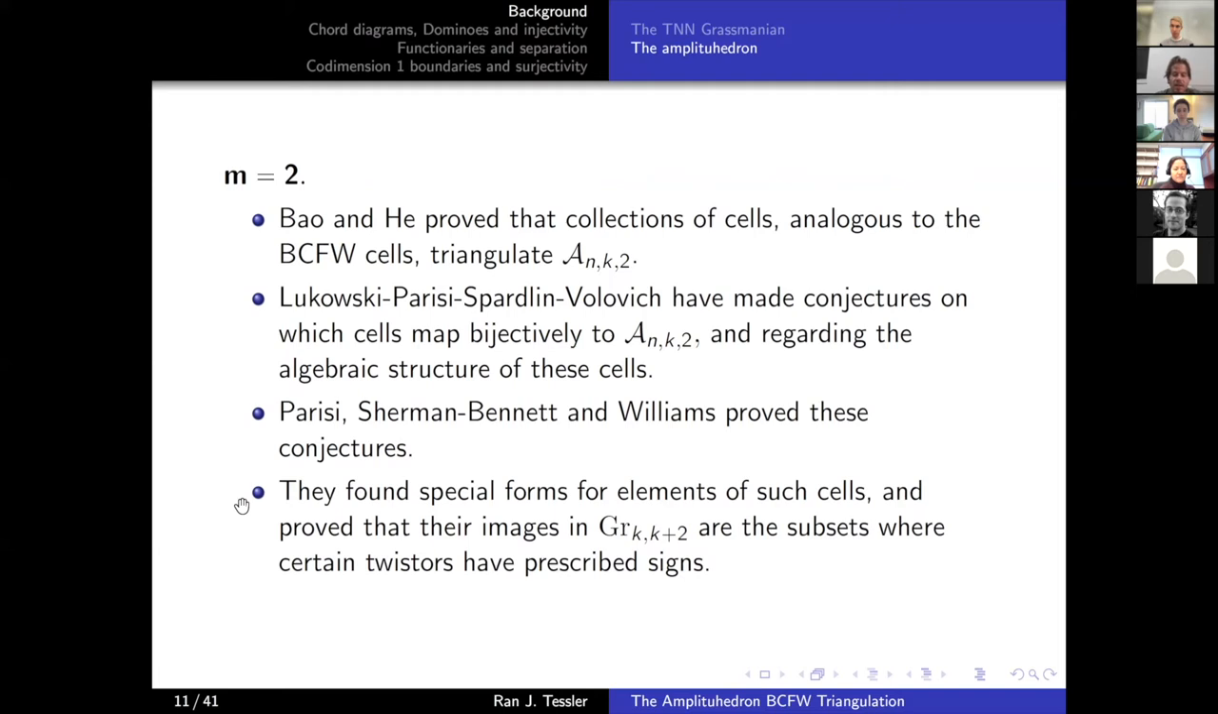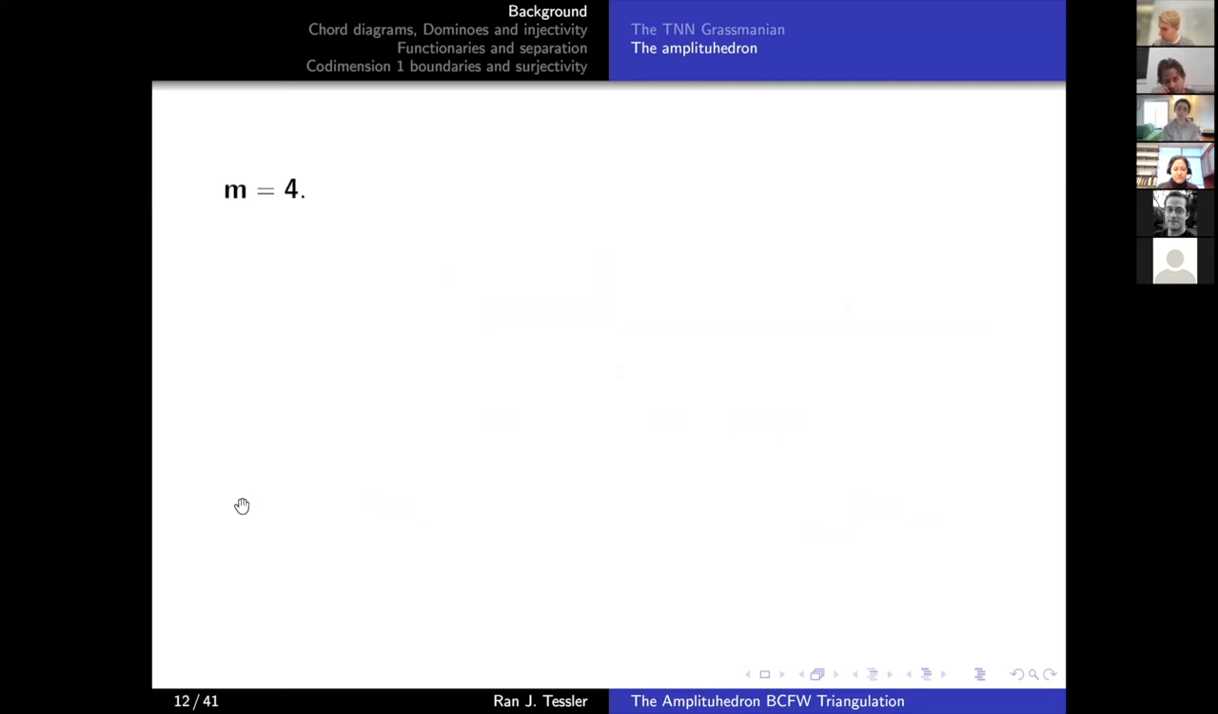And the other is that they also showed that the images of those cells which map bijectively can be described as the subset of the Grassmannian in which certain twistor coordinates have certain fixed signs. It is important for me to stress this point because, at least for the BCFW triangulation in m equal four, I think it's fair to say that these two points generalize in a non-trivial way, but they generalize. So now let's talk about the m equal four.